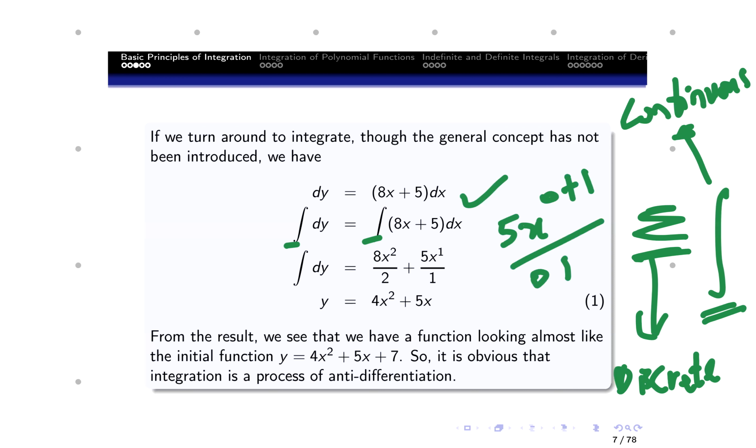So now you discover that if you integrate 8x plus 5, you get 8x squared divided by 2 plus 5x raised to power 1 over 1, which means 8 over 2 is 4, so you have 4x squared plus 5x. So y now is 4x squared plus 5x. But the trouble with this is that what we actually started with was 4x squared plus 5x plus 7.